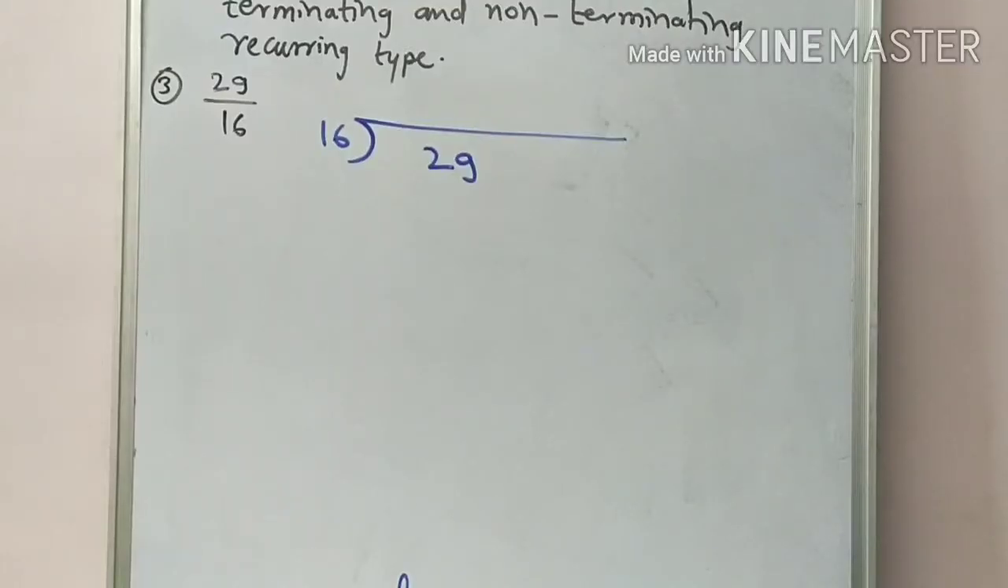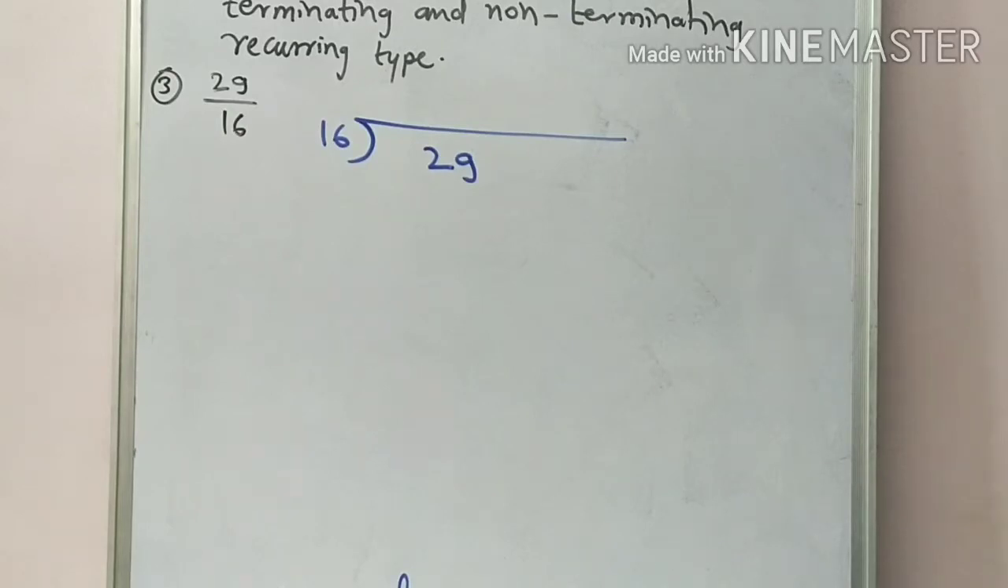Okay, now let's try the third one. The given rational number is 29 upon 16. So here 29 is the dividend, and 16 is the divisor. According to the table of 16, the number nearest to 29 is 16 itself, because 16 twos are 32, which is greater than 29.